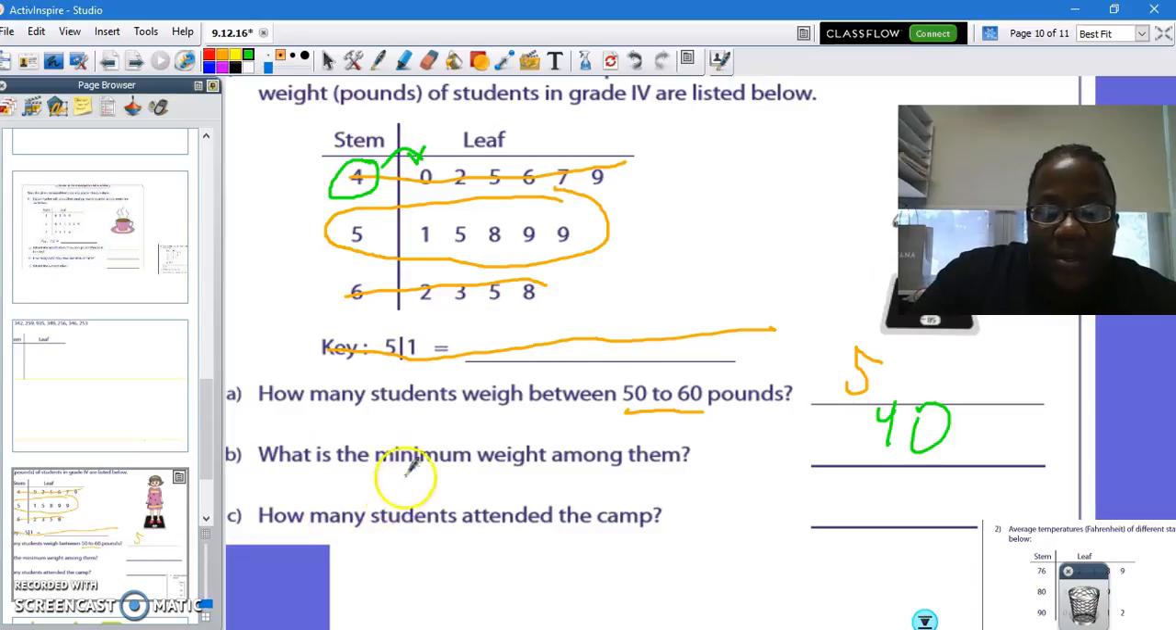All right. So how many students attended the camp? Your leaf stands for a student. Each leaf is a student. So all you have to do is count up all the leaves. Okay. So if we do that, you have 1, 2, 3, 4, 5, 6, 7, 8, 9, 10, 11, 12, 13, 14, 15. There are 15 students who attended that camp.